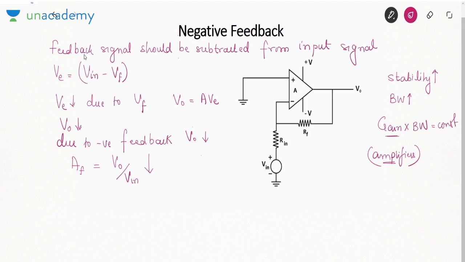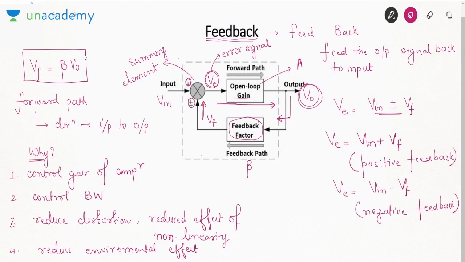Now how to find the gain in a negative feedback? See like this. V0 I am calling it as A VE, A into Vin minus VF. And I told you this VF is called beta V0. Beta is the feedback factor I told here. If beta is the feedback factor, then VF will become beta times V0. That is the gain of this feedback path.